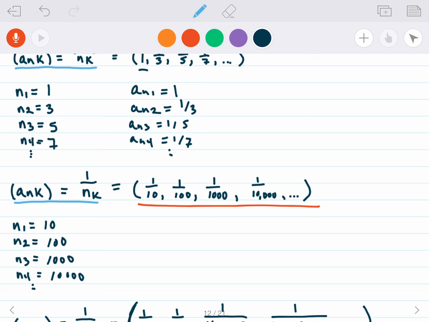So if I list out the actual terms in my subsequence, a sub n1 is 1 over 10, so it's the first term in my subsequence. But it's the 10th term in my original sequence. A sub n2 is 1 over 100, and so forth and so forth.